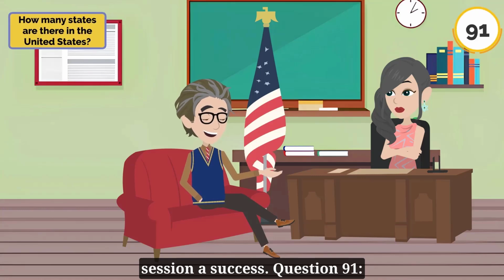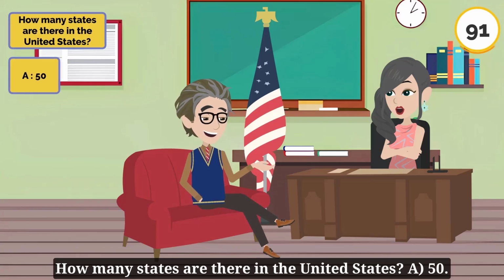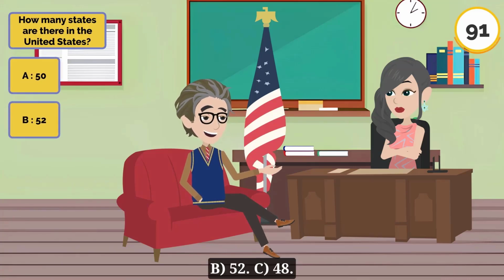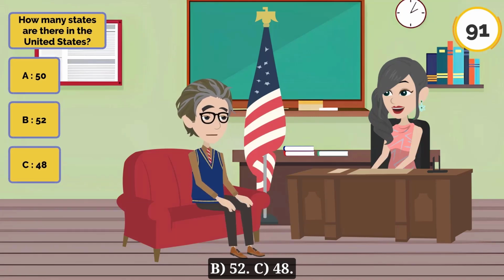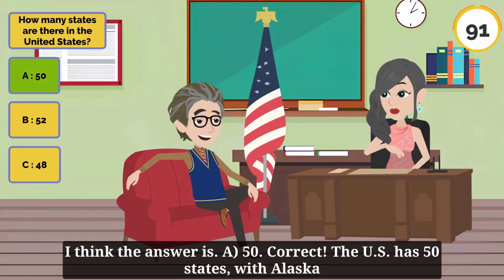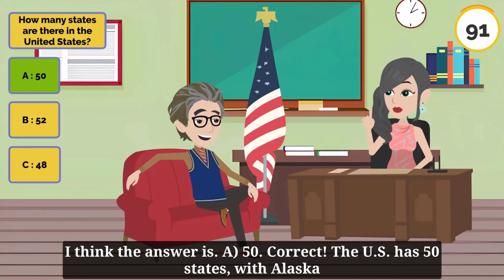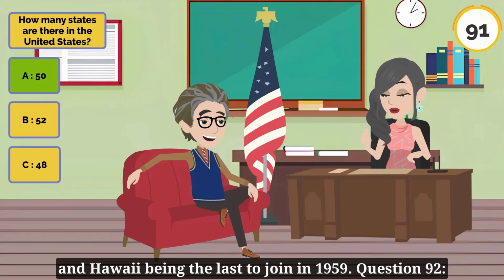Question 91. How many states are there in the United States? A. 50, B. 52, C. 48. I think the answer is A. 50. Correct. The U.S. has 50 states, with Alaska and Hawaii being the last to join in 1959.